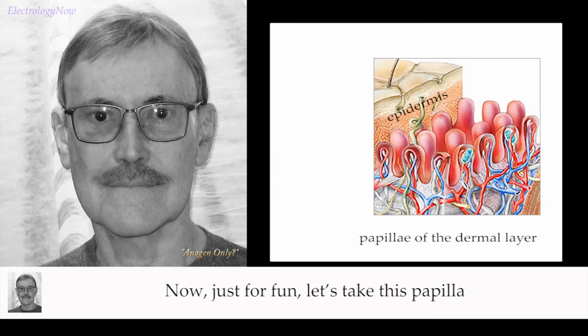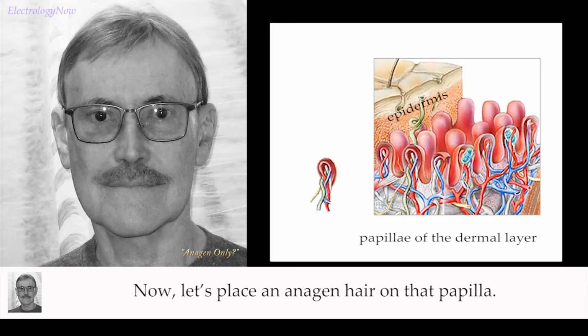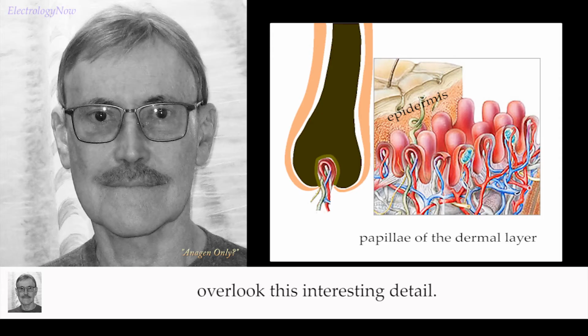Now, just for fun, let's take this papilla and move it over here. Now, let's place an anagen hair on that papilla. I think you can see that whether a papilla is feeding the epidermis or feeding a hair and follicle, it's an identical structure. For some reason, our textbooks overlook this interesting detail.